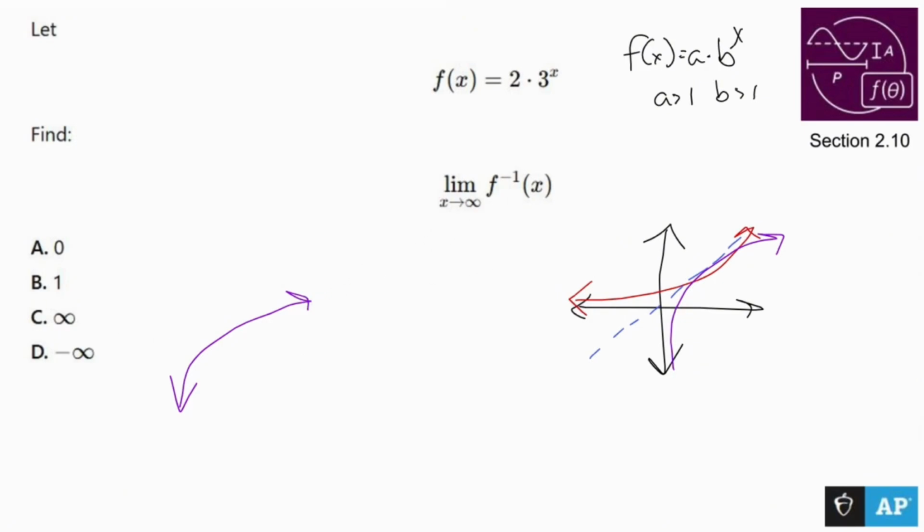And so since it's still always going up and to the right, my limit is going to approach infinity. So the limit of the inverse is going to be infinity.